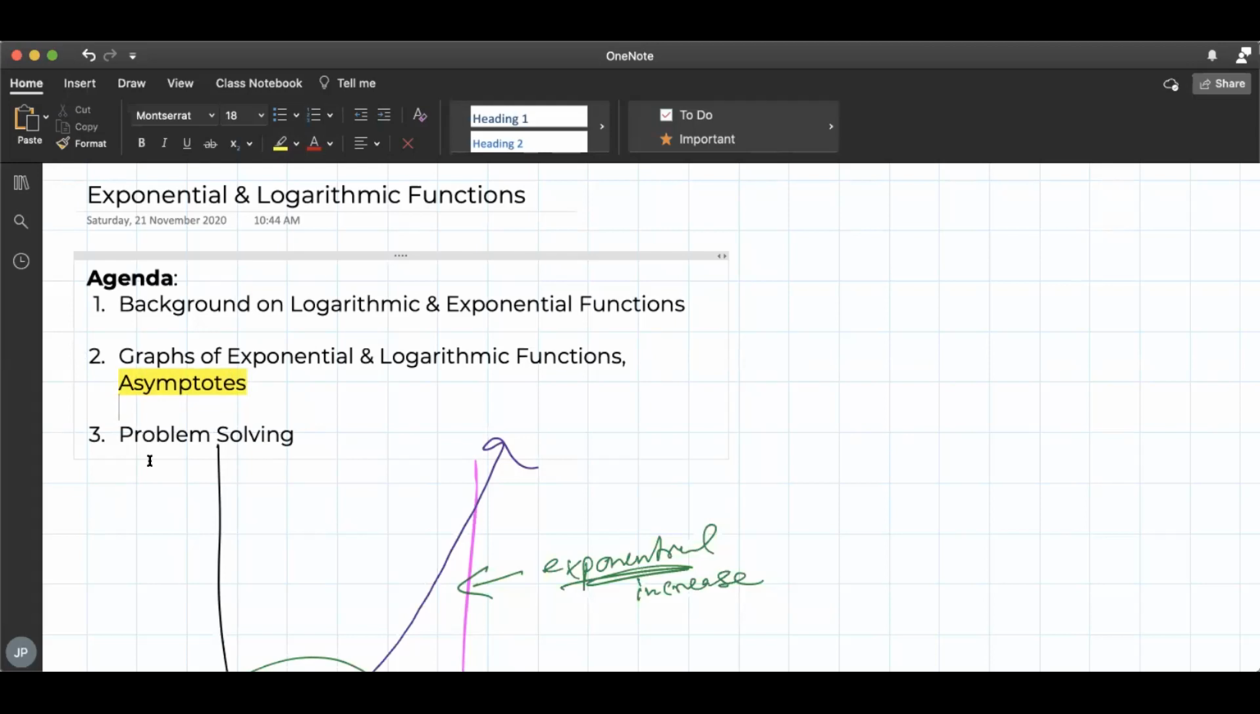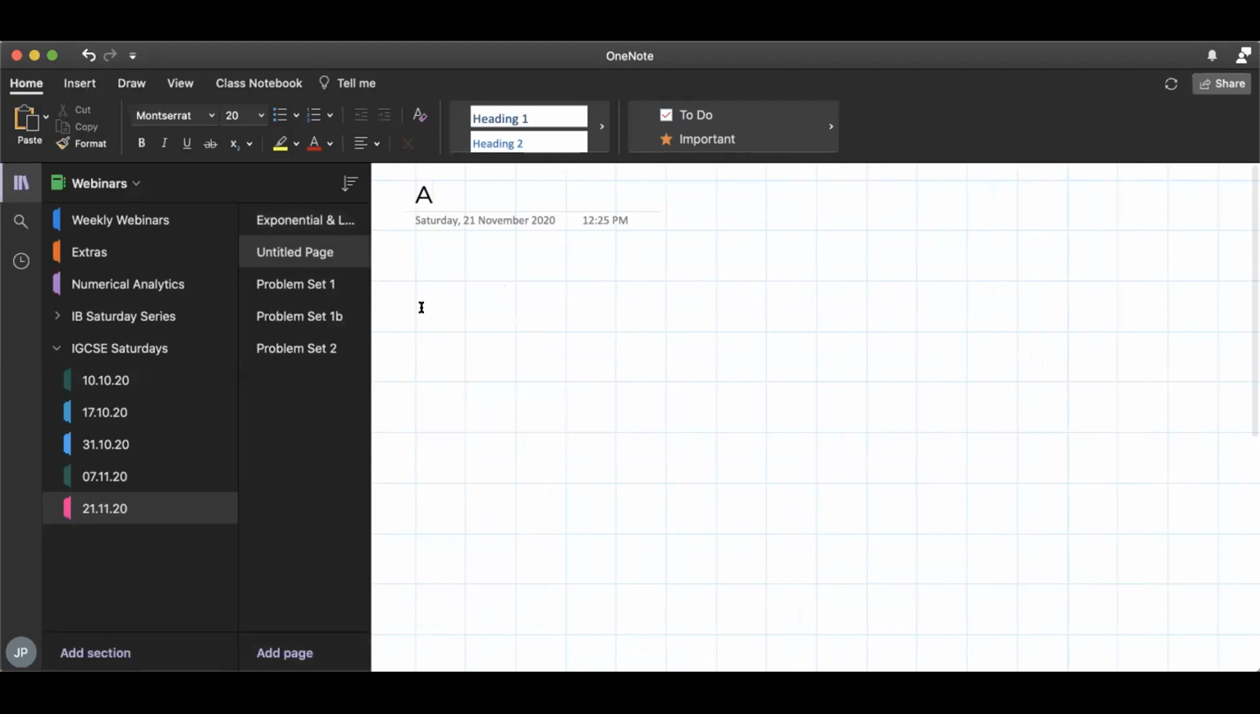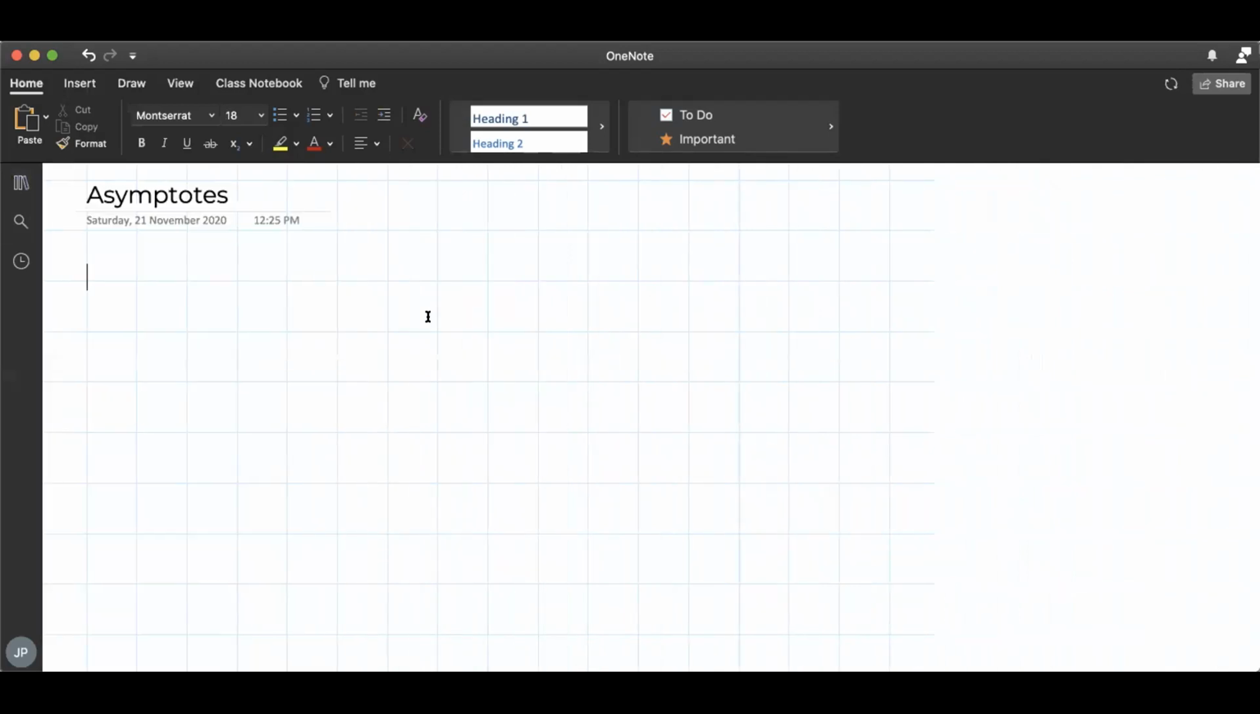A graph that bends towards 0. Okay. Anyone else? Don't feel shy. Just type it down. A graph that bends towards 0 but doesn't touch 0. Okay, anyone else?